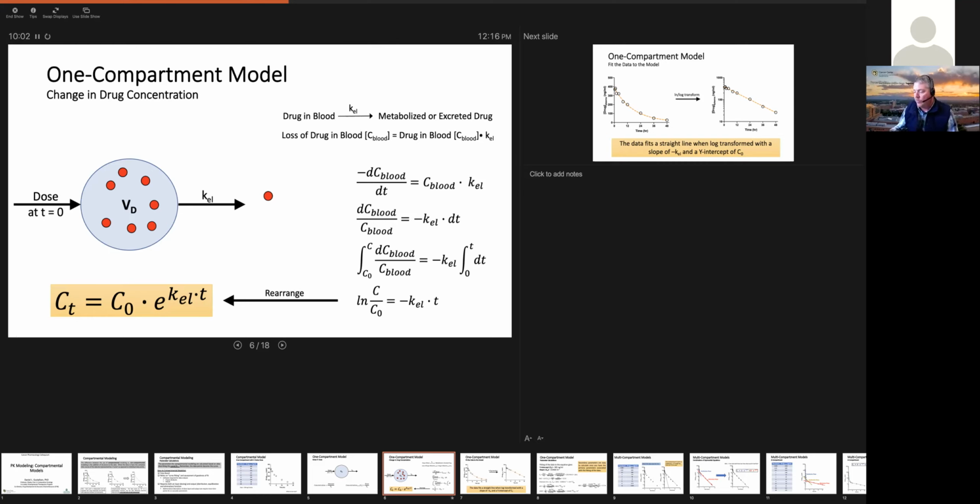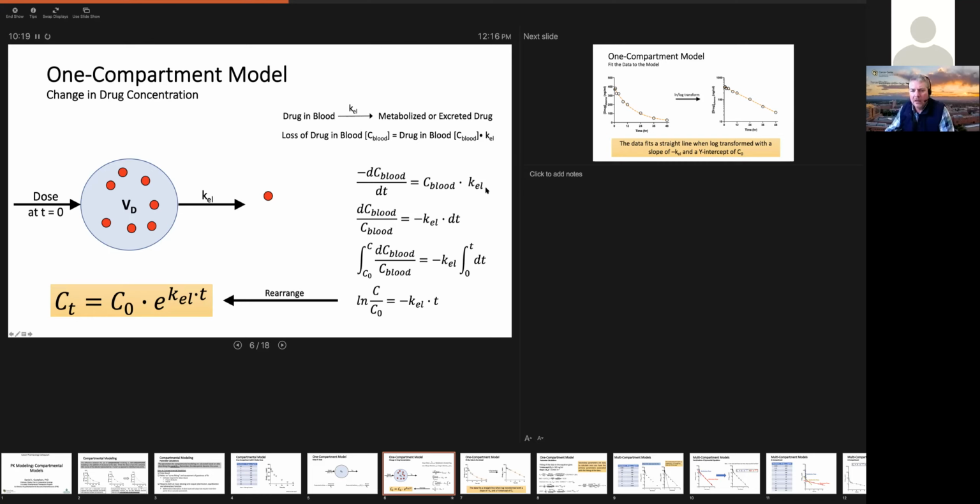But luckily, for the most part, most drugs are eliminated by these first order processes. The more drug you have, the more elimination you have. It's proportional to the amount of drug. So it's just drug in the blood times this elimination rate.